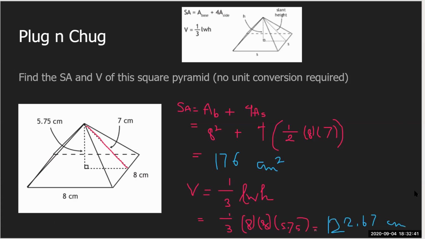The computer's lagging just a tiny bit. Oh yes, don't forget the units at the back. But instead of squared, because we're calculating the volume, we're going to use cubed.